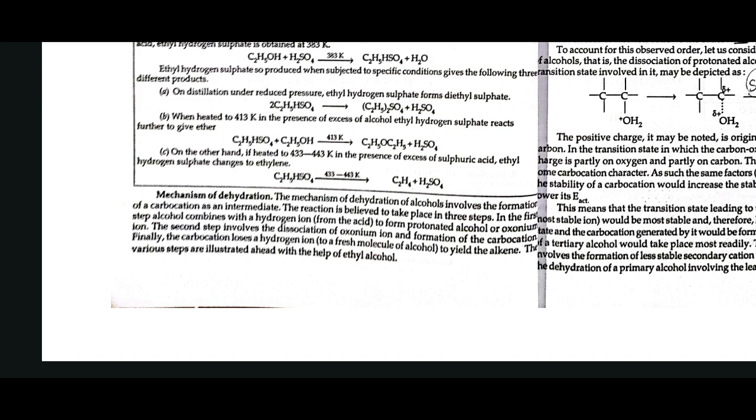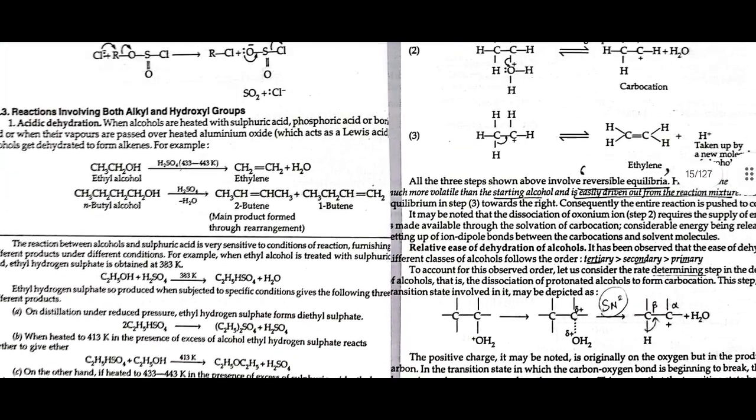Mechanism of dehydration. The mechanism of dehydration of alcohol involves the formation of a carbocation as an intermediate. The reaction is believed to take place in 3 steps. In the first step, alcohol combines with a hydrogen ion to form protonated alcohol or oxonium ion. The second step involves the dissociation of the oxonium ion and formation of carbocation. Finally, the carbocation loses a hydrogen ion to yield alkene. The various steps are illustrated ahead with the help of ethyl alcohol.